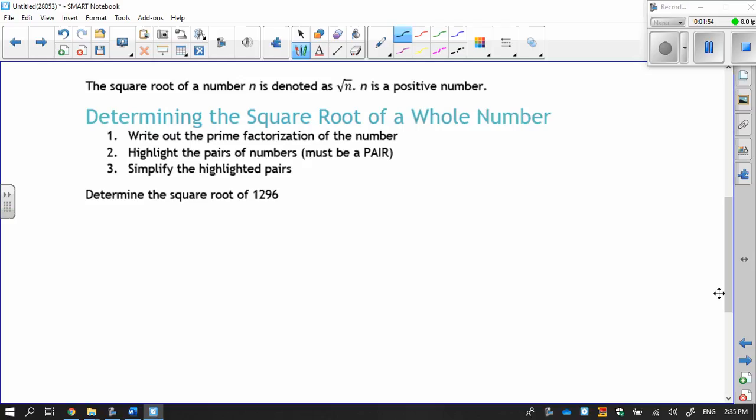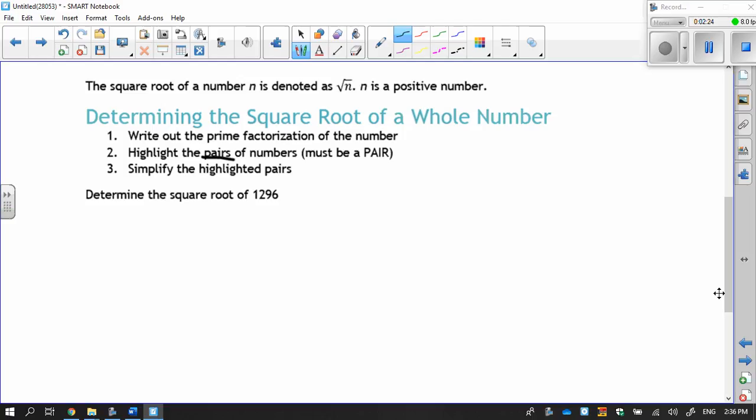If we're determining the square root of a whole number without a calculator, we need to write out the prime factorization of the number. We need to highlight the pairs of numbers, and it must be a pair. We need to simplify the highlighted pairs, and that will be the square root value. Now, I say we have to do it without a calculator because we need to know how to do it. It's part of prime factorization like we did in the last section, sorry. You can use your calculator to check your answer, though. 100% valid, good way to do it.